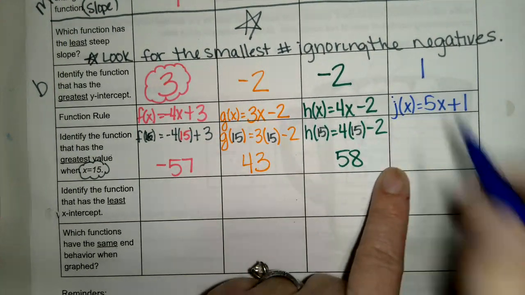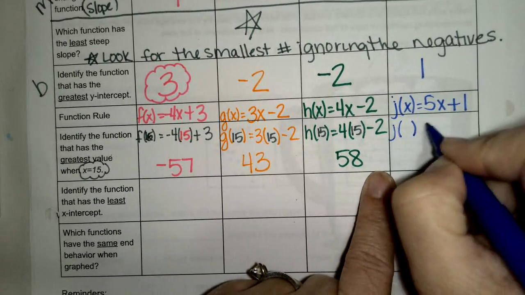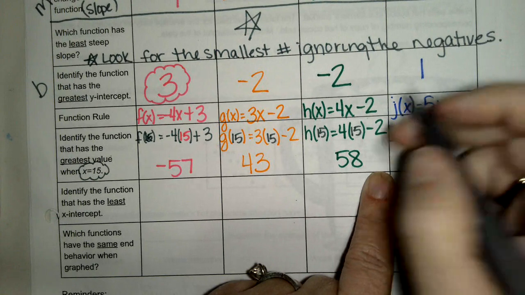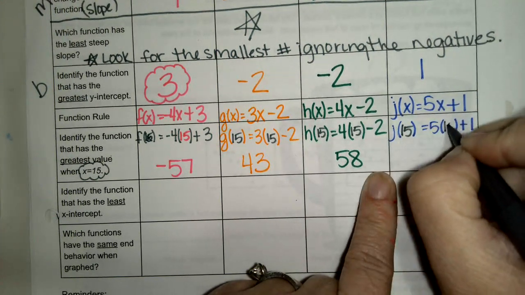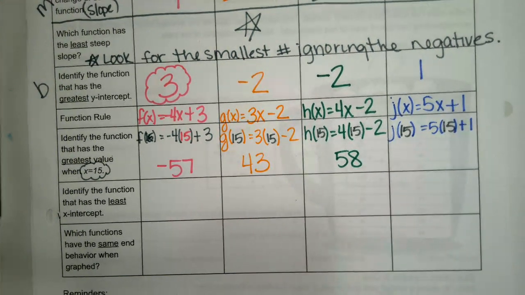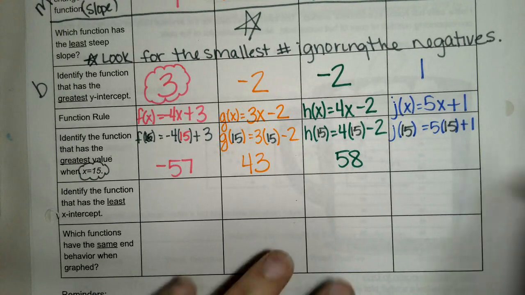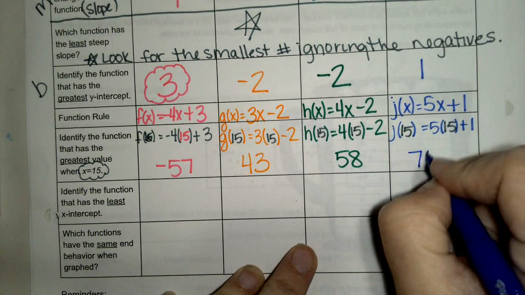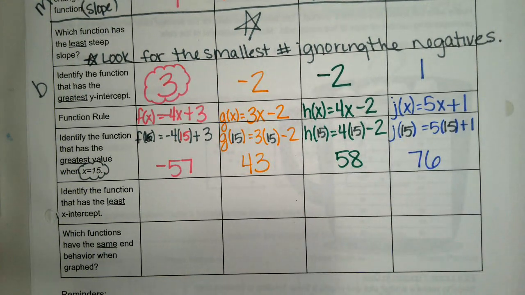And then j of x, so j of 15, 5 times 15 is 75 plus 1 is 76. So j of x is equal to, or j of 15 is equal to 76.